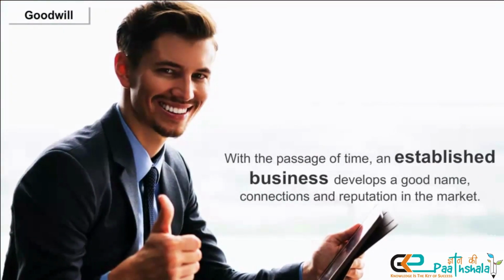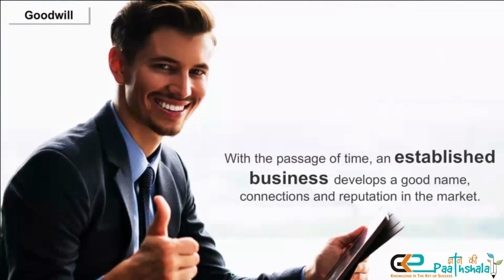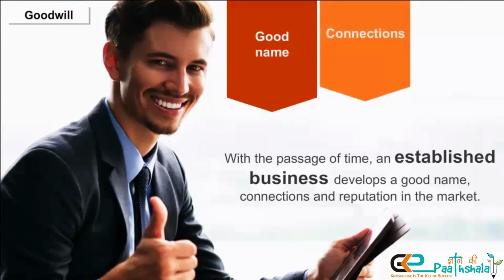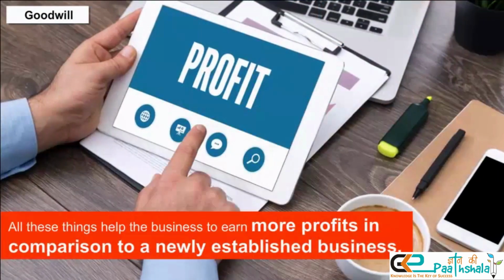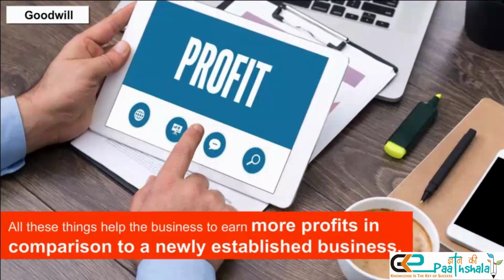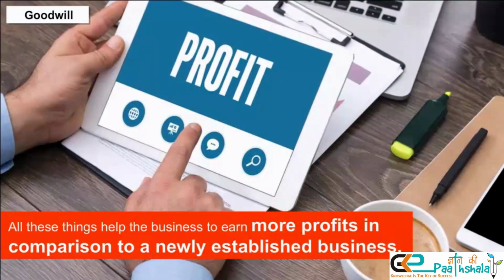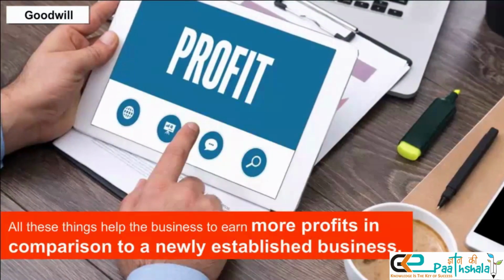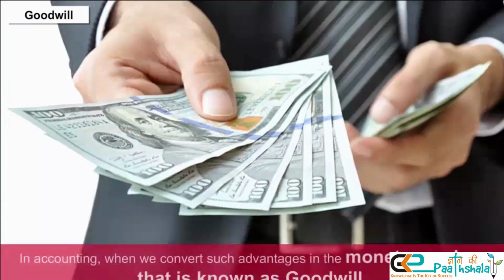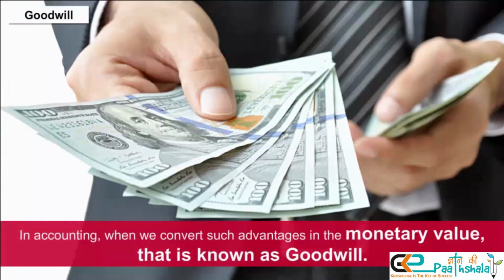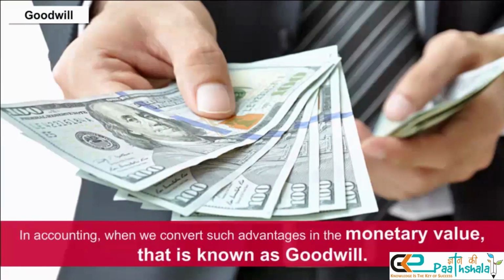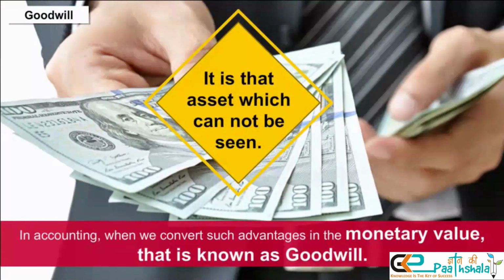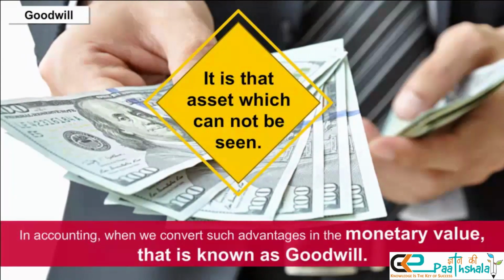Goodwill. With the passage of time, an established business develops a good name, connections, and reputation in the market. All these things help the business to earn more profits in comparison to a newly established business. In accounting, when we convert such advantages into monetary value, that is known as goodwill. It is an asset which cannot be seen.